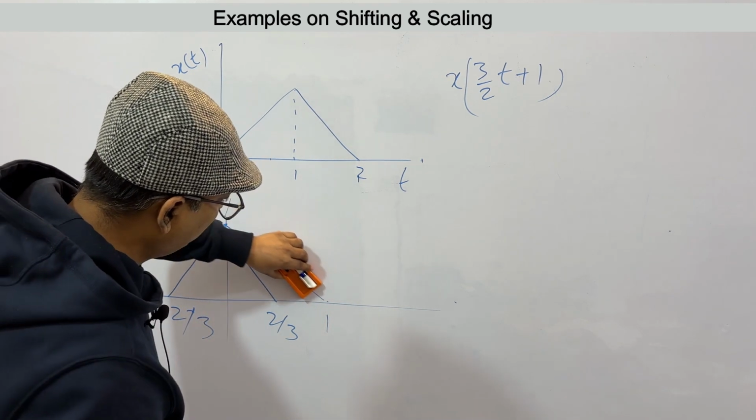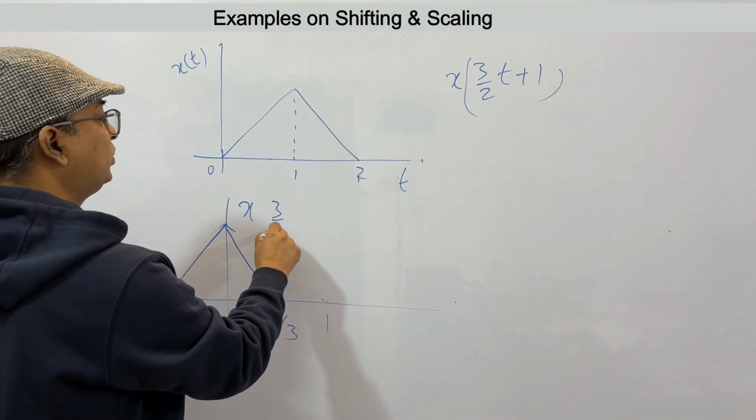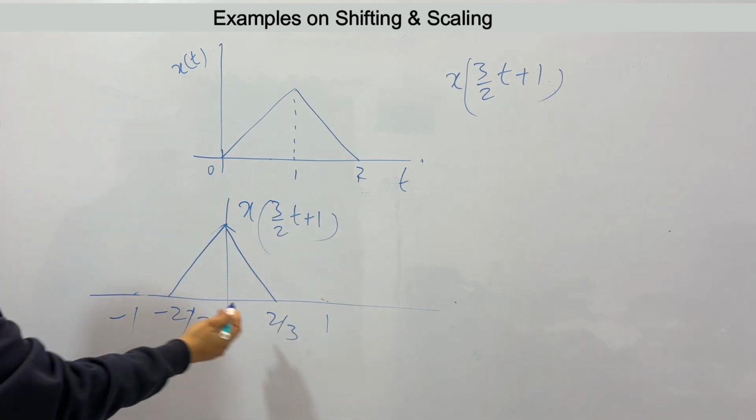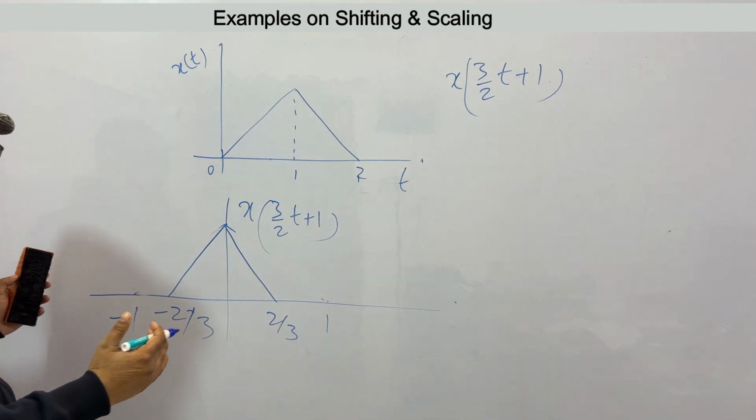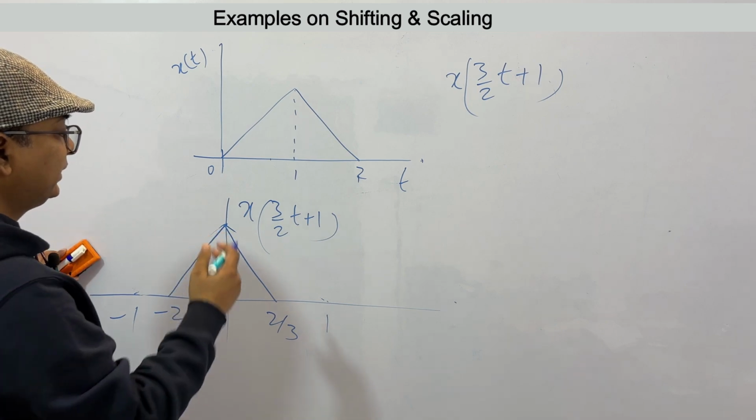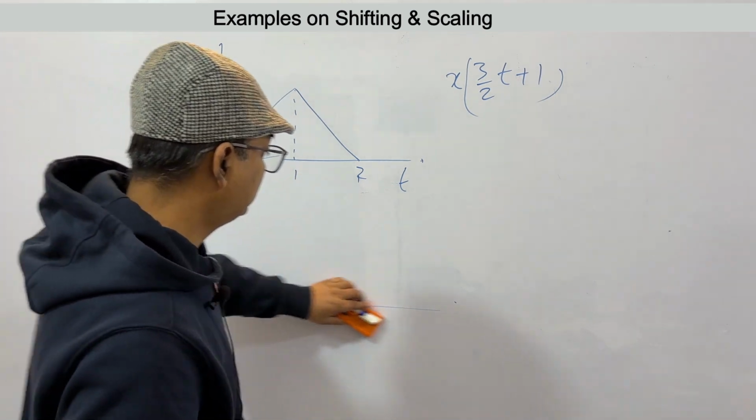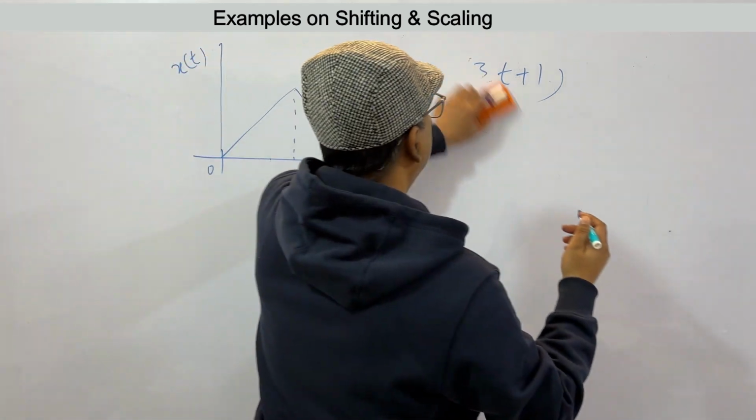Okay. So our new wave, that is x(3/2 t + 1), will be like this. Minus 2 by 3, 2 by 3. First of all, what we did? We did shifting and then we did scaling. Let's see one expansion example.